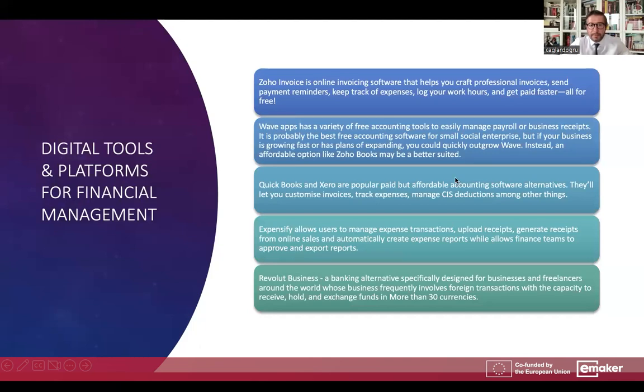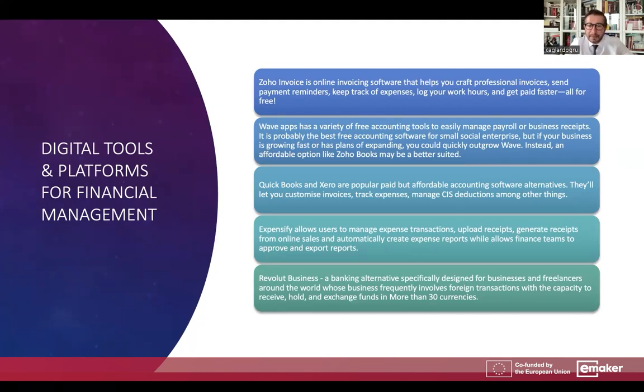So maybe for generating invoices, it's very outdated to use invoices by hand. In many countries, the e-invoice is applicable, and there are some programs and software to encourage digital invoices. Zoho is one of them. It's an online invoicing software that helps us craft professional invoices and send payment reminders. Reminding people about payments is a very boring thing, and it will be very easy if you use an automated program. It will cut your phone call expenses, for example.